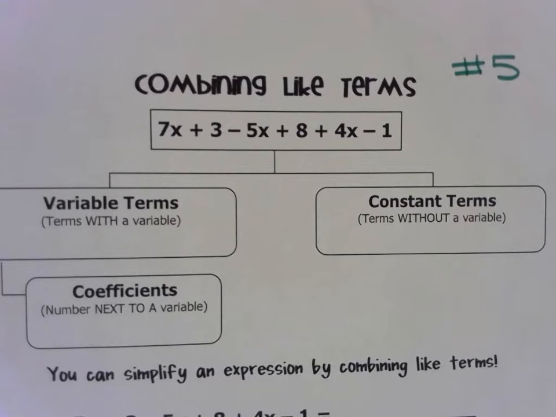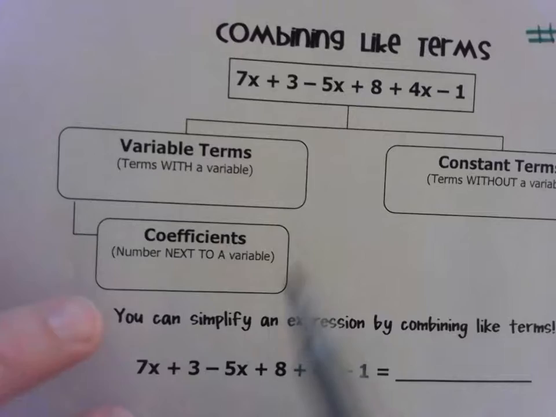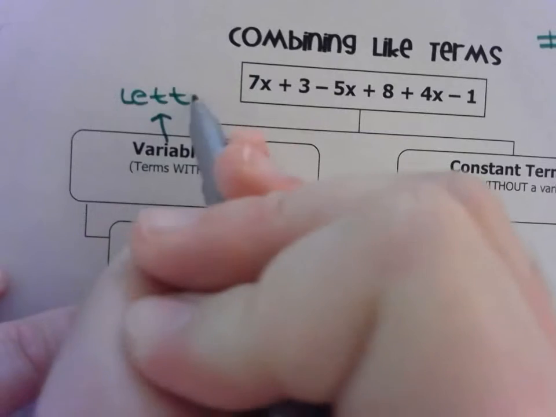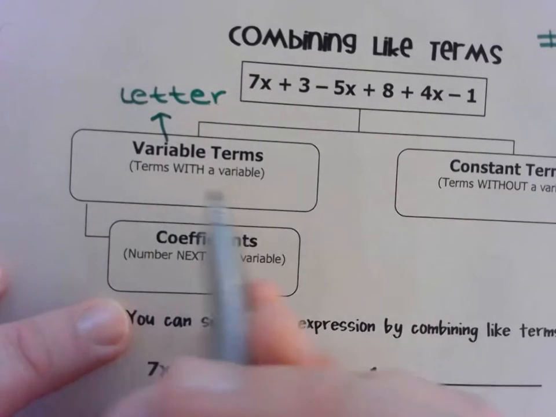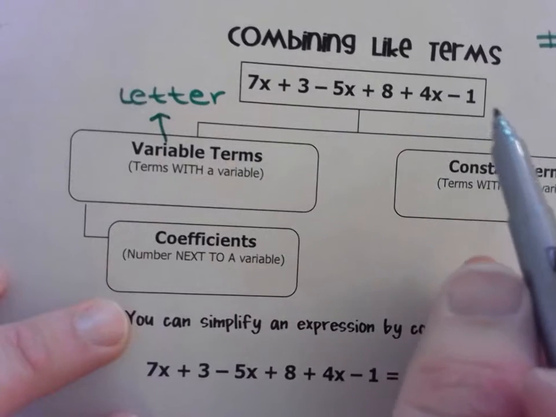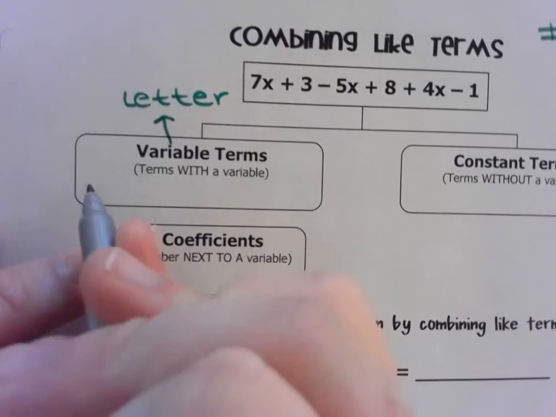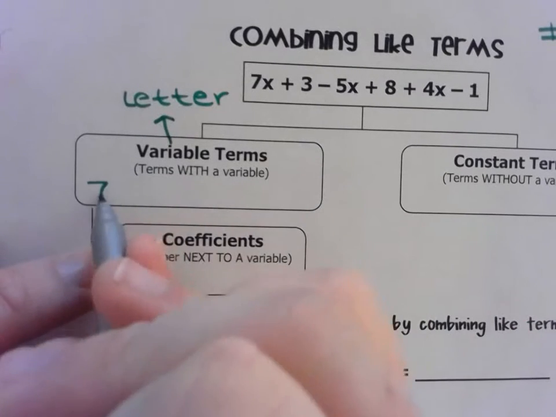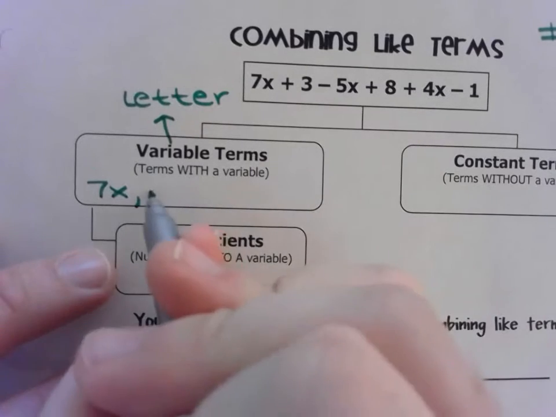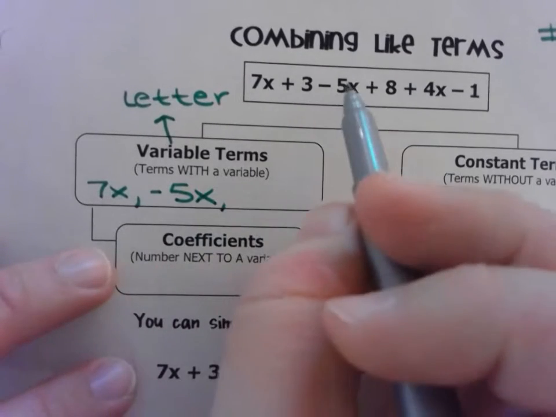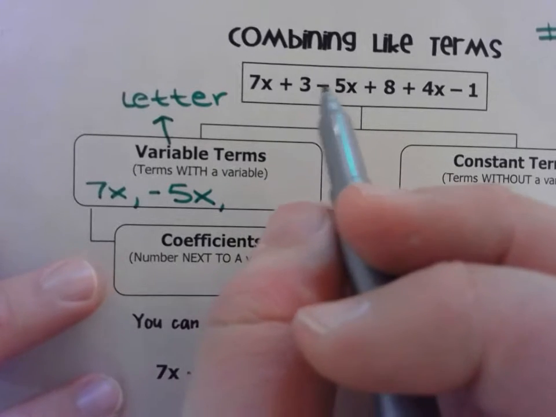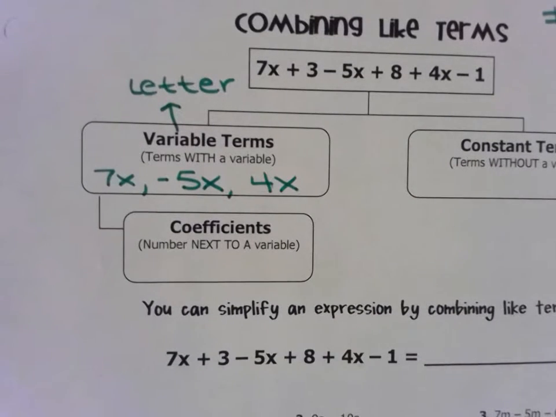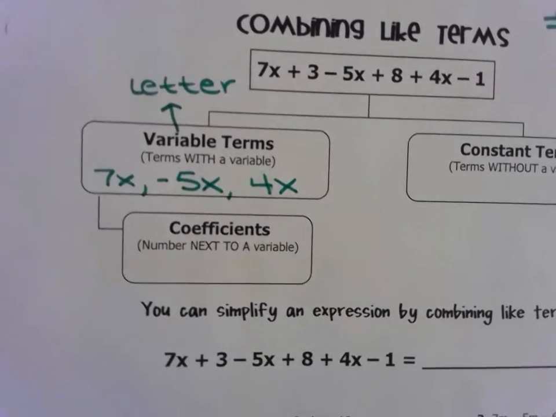Talk about some definitions real quick. First of all, a variable. When I refer to a variable, what do I mean? A letter. So when I want the variable terms, I want terms with a variable. So as I look at this expression, what terms have a variable? You have to take the whole thing. 7x is a term, so 7x has a variable. Negative 5x, you have to take the sign in front. There is a negative in front, so this is negative 5x and 4x. Since there is a negative in front, you have to take it with the 5x, so negative 5x.